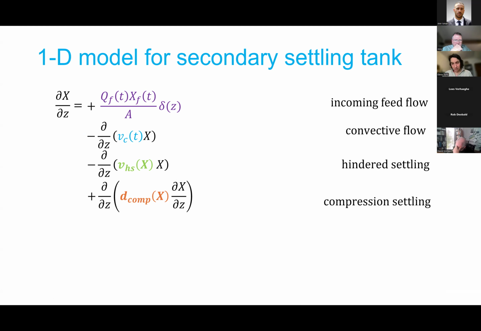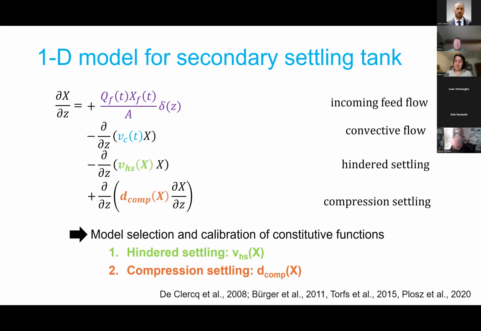So this adds a second order term in your differential equation, also in your discretization, which means that it puts constraints on the time steps that you can use to have a stable solution. So the model becomes numerically a bit more challenging to solve. And of course, instead of only having to choose and calibrate a hindered settling velocity, you now add an additional function, a compressive function, where you also need to choose constitutive functions, so an equation that you want to use to describe compression, and where you also have additional parameters to calibrate.